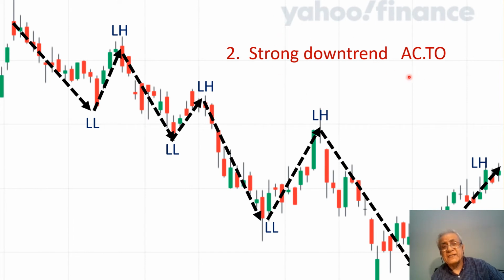This is Yahoo Finance Air Canada stock and D1 time frame. Each candle represents 1 day of trading, and this graph shows a strong downtrend and is making lower low, lower high, lower low, lower high, lower low, and lower high, and so on, in which each successive swing is lower than the previous one. For example, this is lower than the previous one, this is lower than the previous one, and that is the characteristic of a strong downtrend.